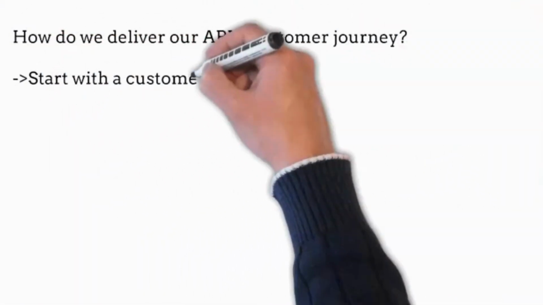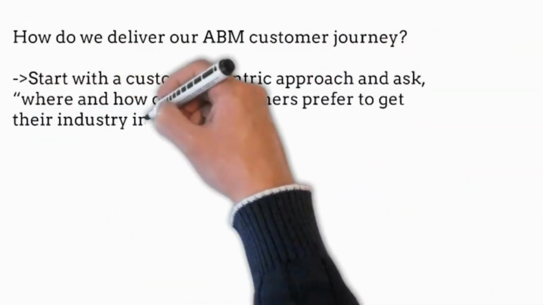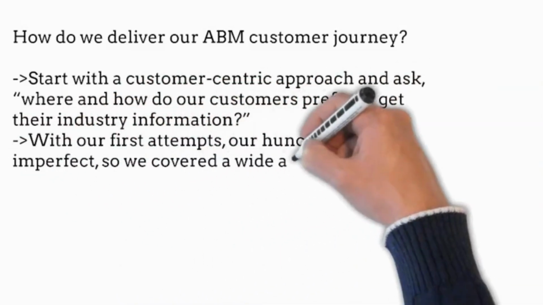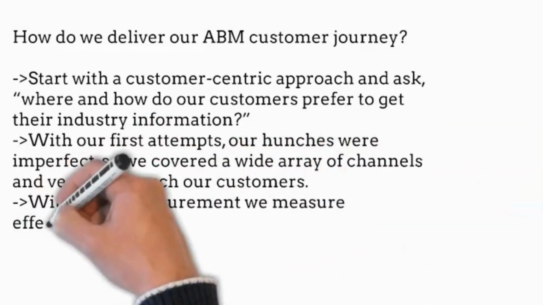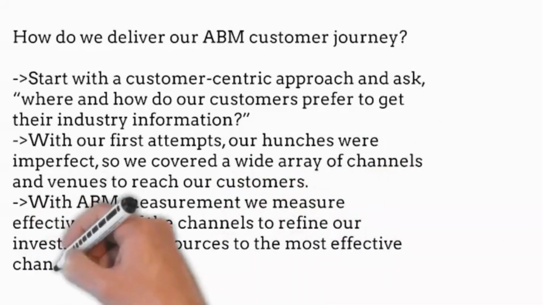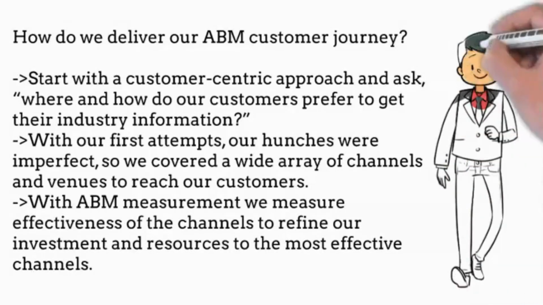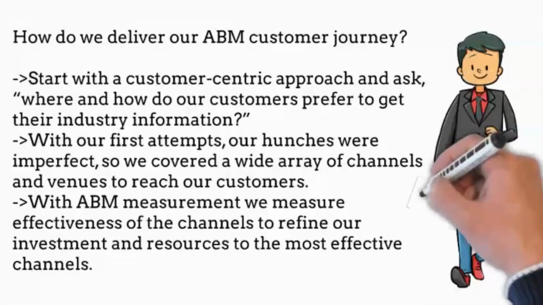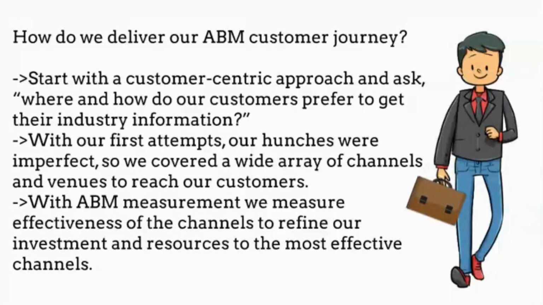Now that we've got an outline of the fundamentals of the customer journey, how do we deliver our customer journey for our prospects? Well, we start with a customer-centric approach and ask where and how do our customers prefer to get their industry information? And with our first attempts, our hunches are imperfect. So we covered a wide array of channels and venues to reach our customer. We learned from that. With ABM measurement, we measure the effectiveness of the channels to refine our investment and resources to hone in on the most effective channels.